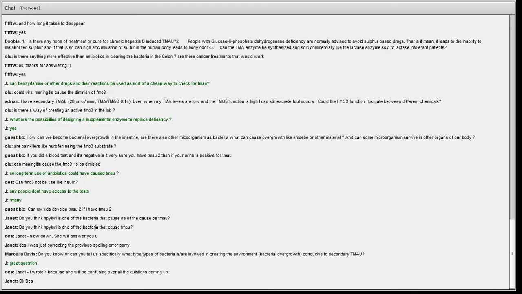No, so if the enzyme is defective, yes, it's possible that it could work better with one chemical than another. It just depends on the chemical, and that's true.